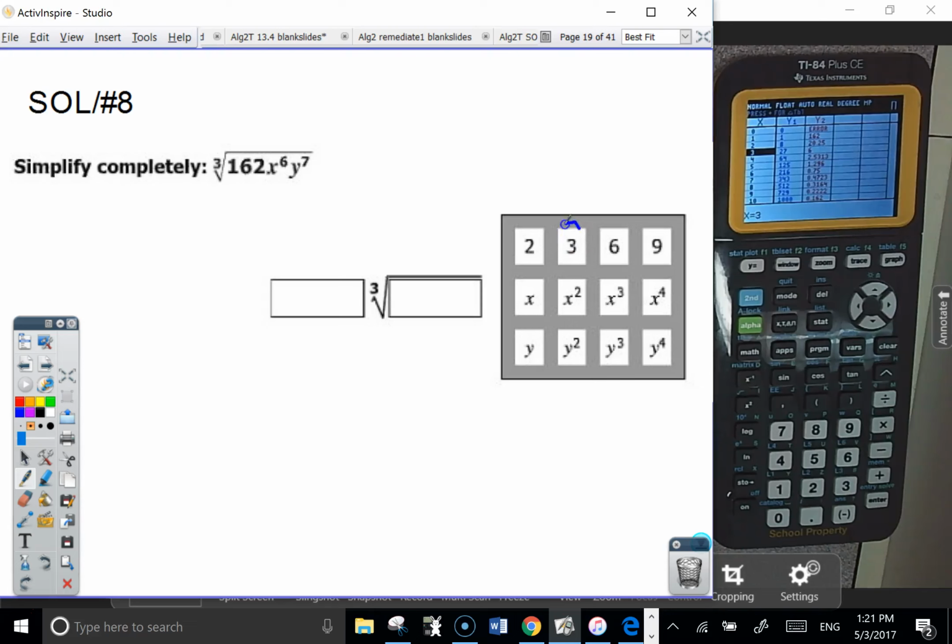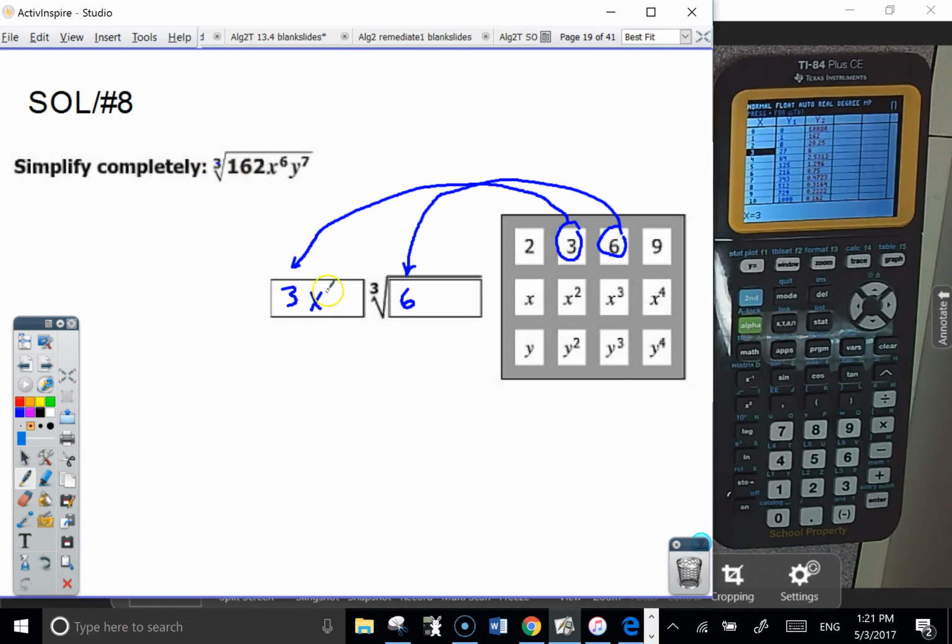So I'm going to take the technology enhanced item. I'm going to take that 3 and put it outside. I'm going to take the 6 and drag it over and put it here. Okay, how about the cube root of x to the 6th? The cube root of x to the 6th is x squared. So remember, 6 divided by 3 gives you x squared.